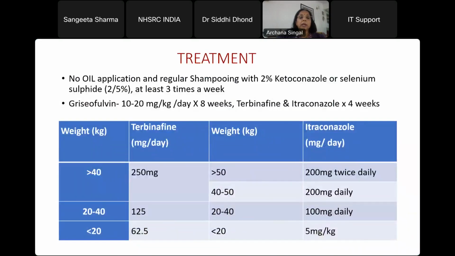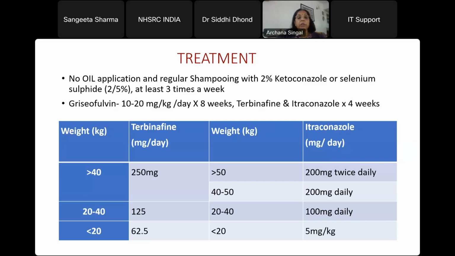And this is the hair on microscopic examination. Treatment is no oil application because it makes the hair more messy and more predisposed. Shampooing with 2% ketoconazole is not that it will cure, but it will prevent the dispersal of spores to other people. Griseofulvin can be given, as I told you, 10 to 20 milligram per kg per day for 8 to 12 weeks. So the treatment becomes very long.